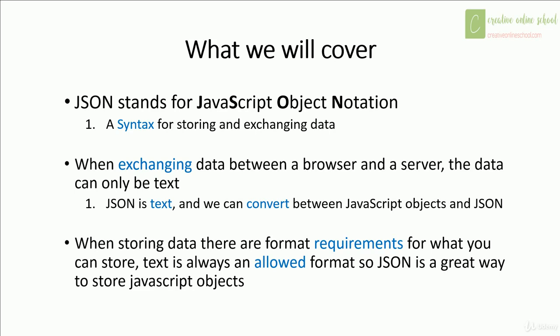This is needed because when exchanging data between a browser and a server, the data can only be sent in text. JSON is text, and we can convert between JavaScript objects and JSON so that we can send those objects between the server and the browser. When storing data, there are format requirements for what you can store. Text is always an allowed format, so JSON is also a great way to store JavaScript objects for later use.